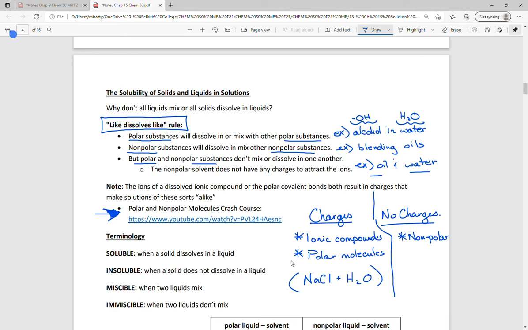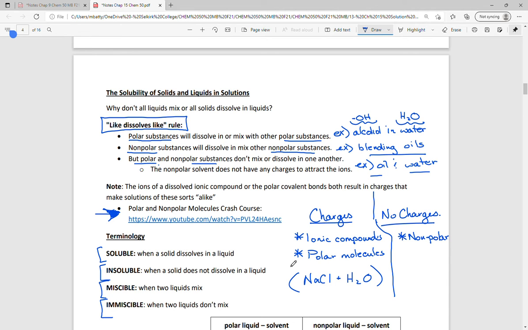So some more terminology. We've got solvent, solute. We've got this idea of how like dissolves like. We could talk about a solid dissolving in a liquid, and that makes it soluble. We could talk about how a solid doesn't dissolve in a liquid, and we call that insoluble. If we have two liquids mixing, and they are capable of mixing, like the two oils from up here, we say that they are miscible. If things don't mix, like the oil and water, two liquids that don't mix, it's immiscible.